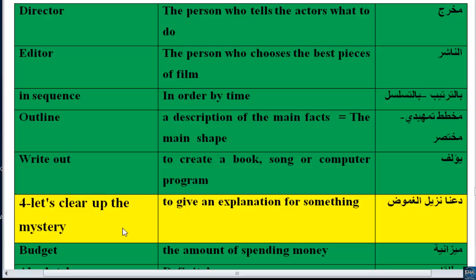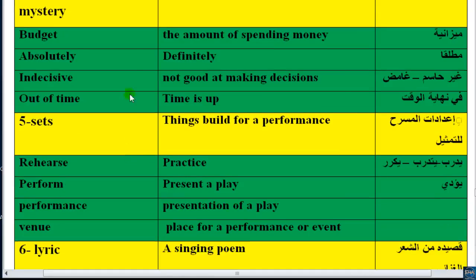4. Let's clear up the mystery: to give an explanation for something. Budget: the amount of spending. Absolutely: definitely. Indecisive: not good at making decisions. Out of time: time is up.